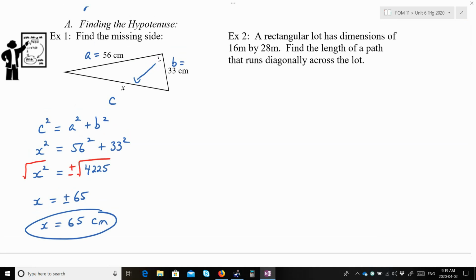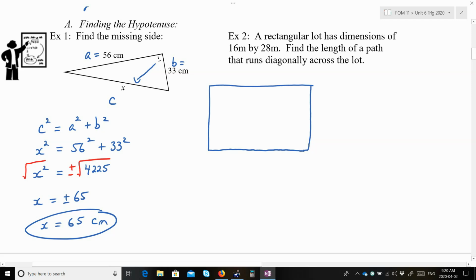All right, let's try example 2. A rectangular lot has dimensions of 16 meters by 28 meters. Find the length of a path that runs diagonally across the lot. Okay, so we have this rectangular lot like this. It is 16 meters by 28 meters. And it wants us to find the length of the path that runs diagonally across the lot. It wants us to find this.